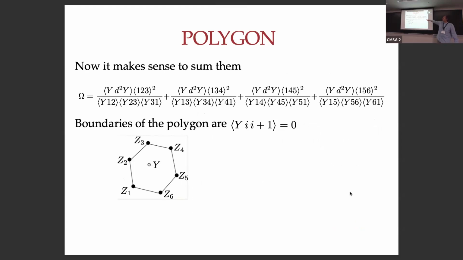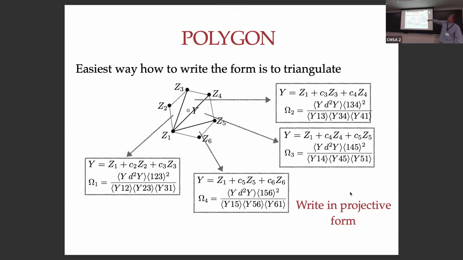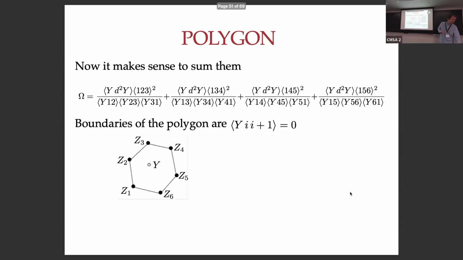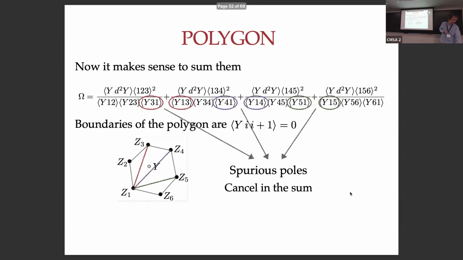Now, the boundaries of the polygon are just lines i, i+1, lines connecting adjacent points. But if we write a form like that, it will contain spurious poles, like 1, 3 or 1, 4, because these come from this internal triangulation. Two of the triangles have this pole, but once you sum it, the pole goes away. So these are spurious poles, and they must cancel in the sum.